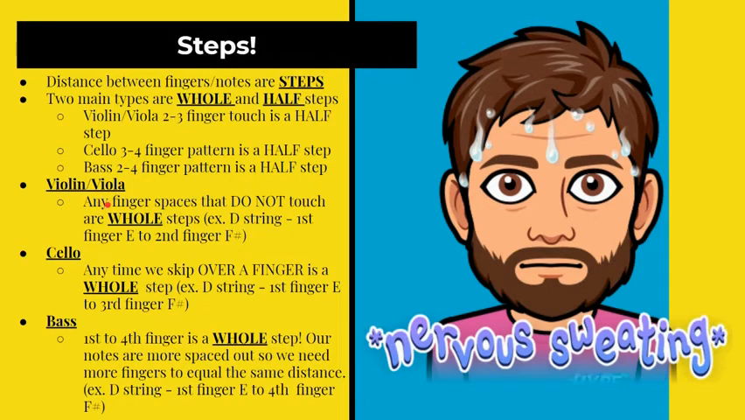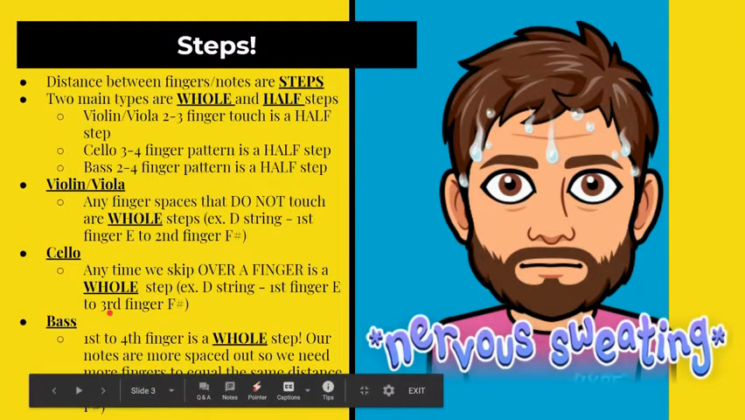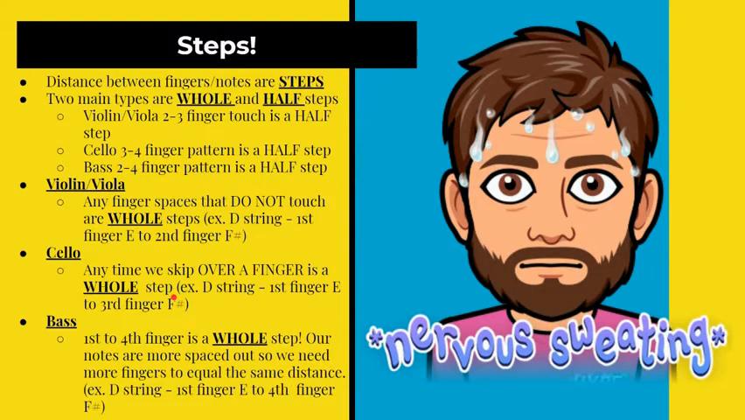So for violins and violas, any fingers that do not touch are a whole step. So let's say on our D string, we play a first finger E, and we play our second finger F sharp. We should have a space in between there because we're going from blue tape to almost yellow tape. We'll have a nice little space in between our fingers there. That is our whole step. For cellos, anytime we skip over a finger is a whole step. So if we're on our D string, first finger E to third finger F sharp gives us that whole step. We're skipping over our second finger.